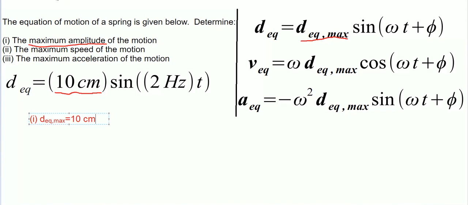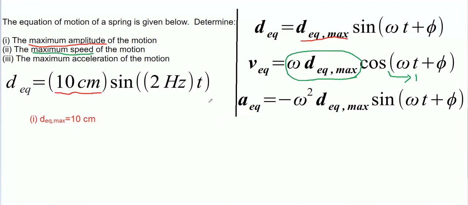Now, for the second part here, you're asked to find the maximum speed of the motion. If you take a look at this characteristic velocity equation here, trigonometric functions cannot have a magnitude that's larger than 1. In other words, the biggest that cosine can be here is simply the number 1. Therefore, what's going to define our maximum speed is, again, these things that are outside.